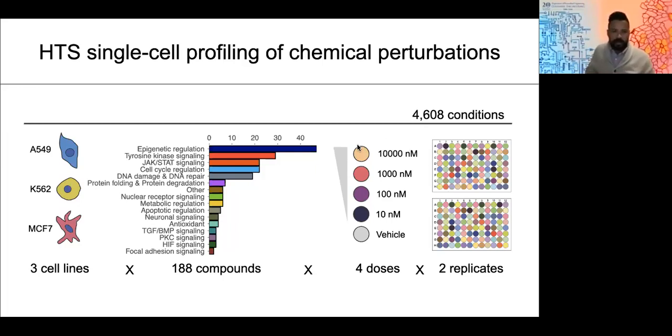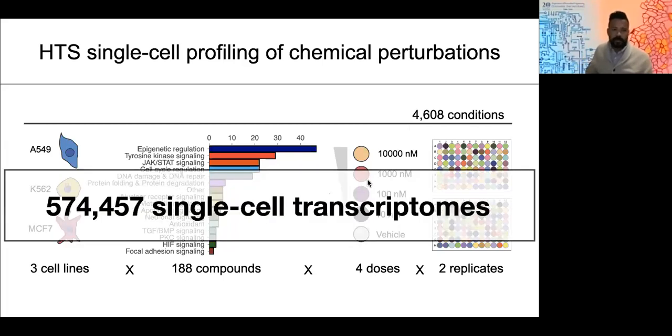So we treated these cells at 4 doses and 2 replicates, and we have a little over 4,600 unique conditions, that is unique wells. And in this particular experiment, we captured a little under 600,000 single cell transcriptomes. And I'll remind you that this is essentially one single cell RNA-seq experiment.